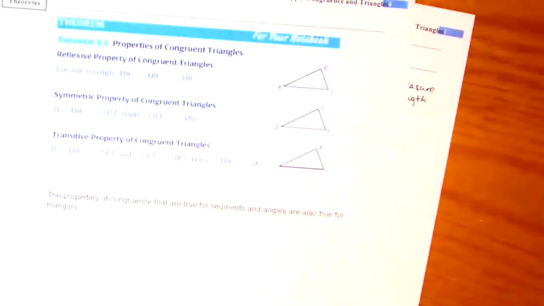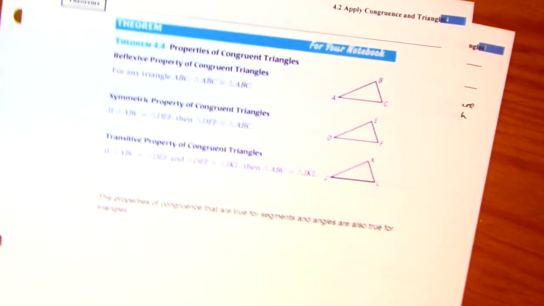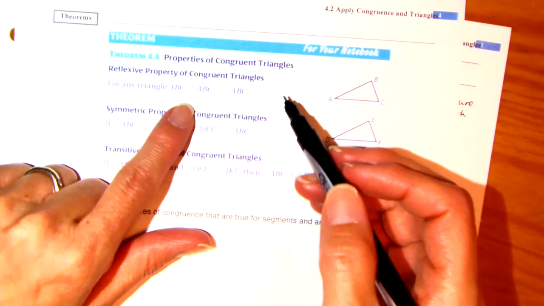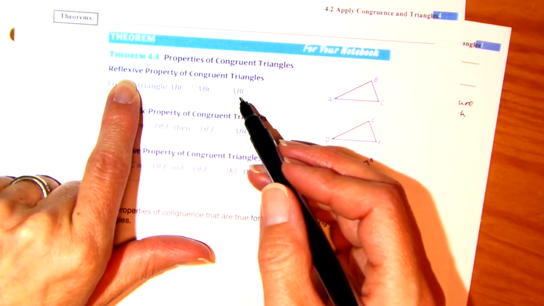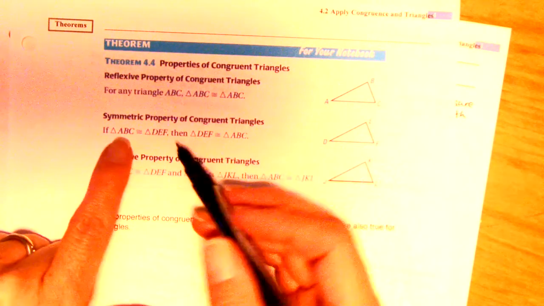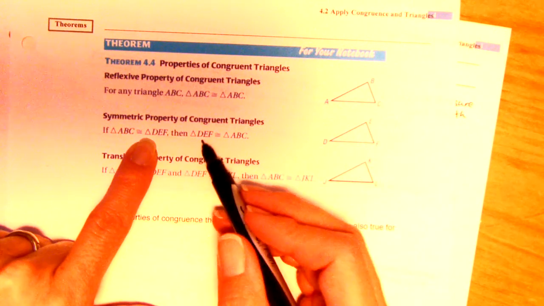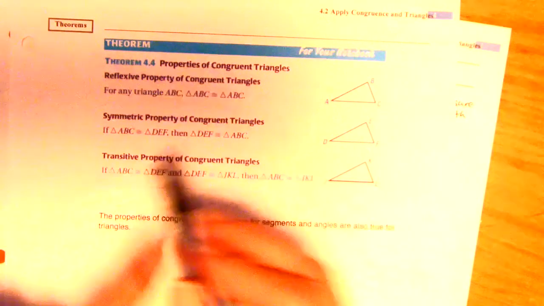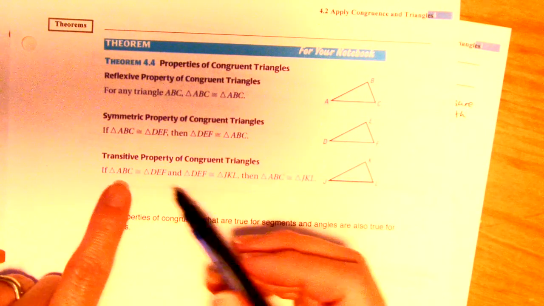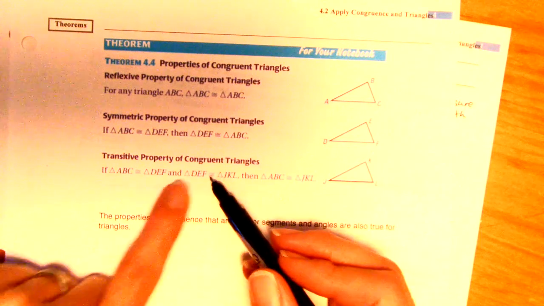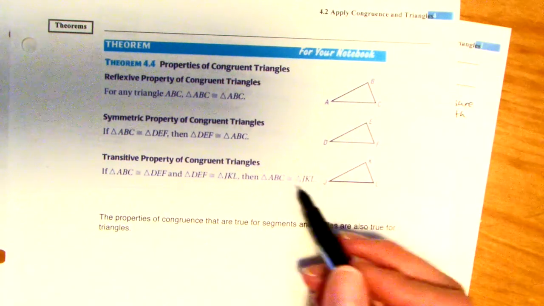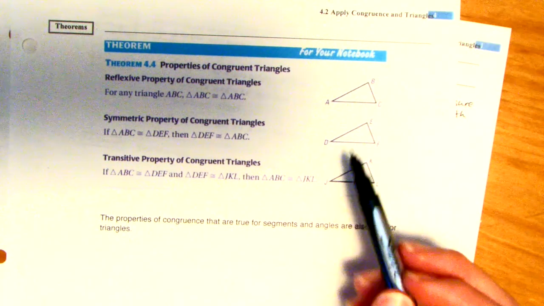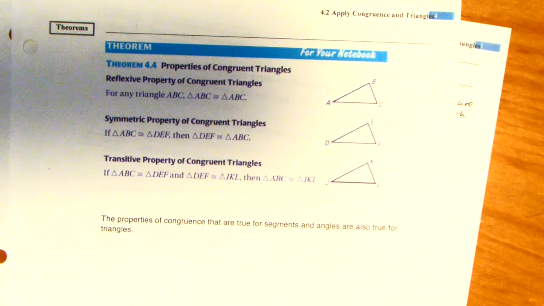Last page, and this is just basically kind of summing it up. Properties of congruent triangles. We have reflexive. Triangle ABC, congruent to triangle ABC. There, it's better. Symmetric. Triangle ABC is congruent to DEF, DEF is congruent to ABC. They kind of swap. Transitive. ABC is congruent to DEF, DEF is congruent to JKL, then ABC is congruent to JKL. Okay, so this is your fancy substitution. So everything that worked with segments and angles also works with triangles.